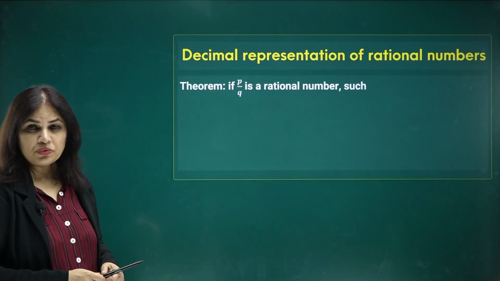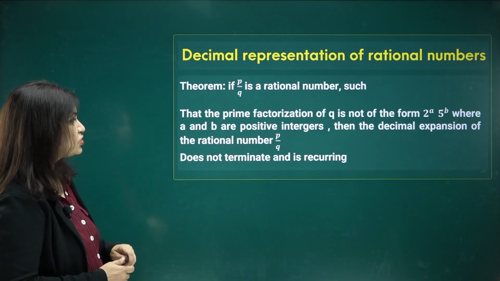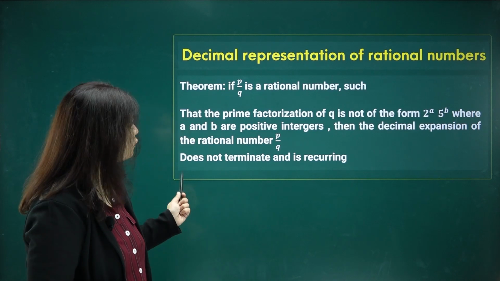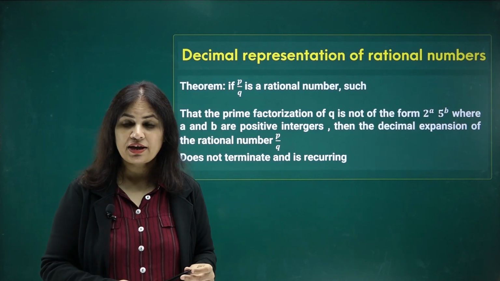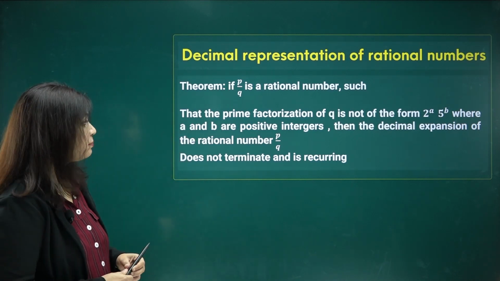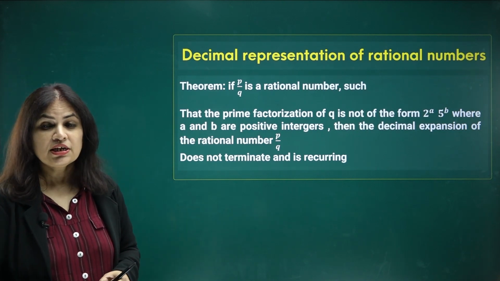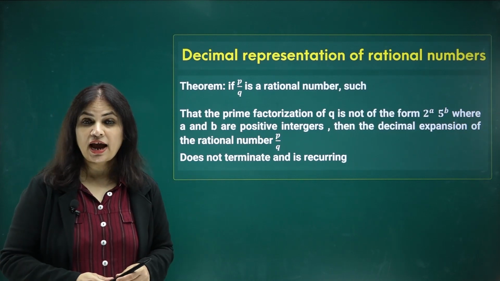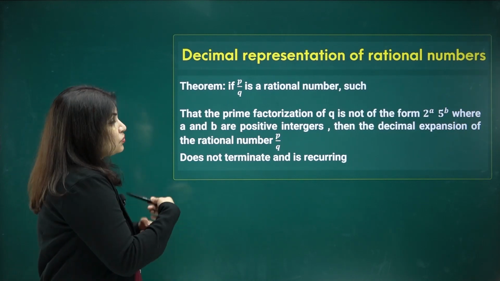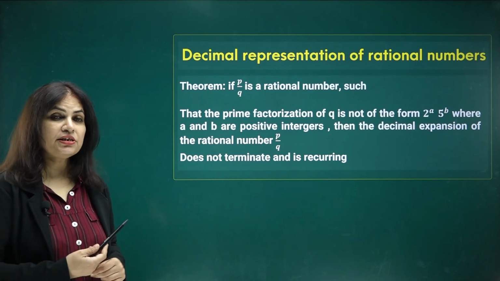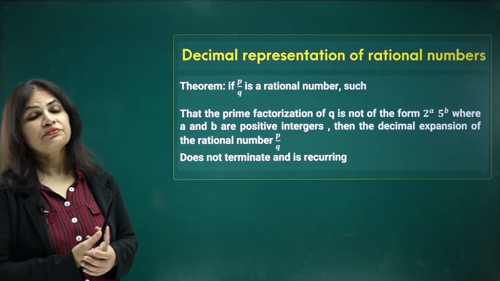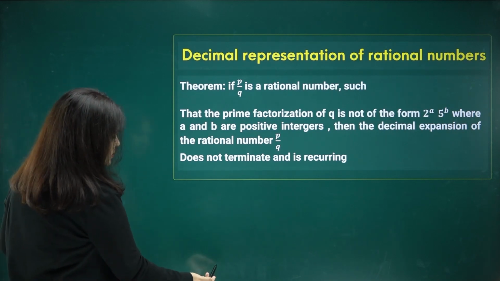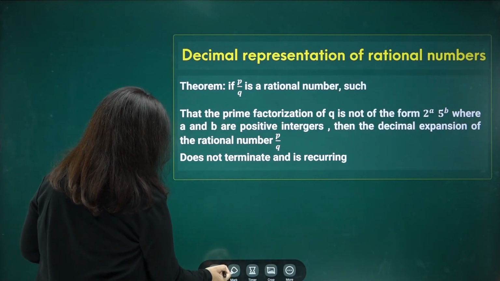If P upon Q is a rational number such that the prime factorization of Q is not of the form 2 raised to the power A into 5 raised to the power B, where A and B are positive integers, then the decimal expansion of the rational number does not terminate and is recurring. I have already told you that any rational number can be expressed either as a terminating or a non-terminating decimal. Let us look at this with the help of an example.